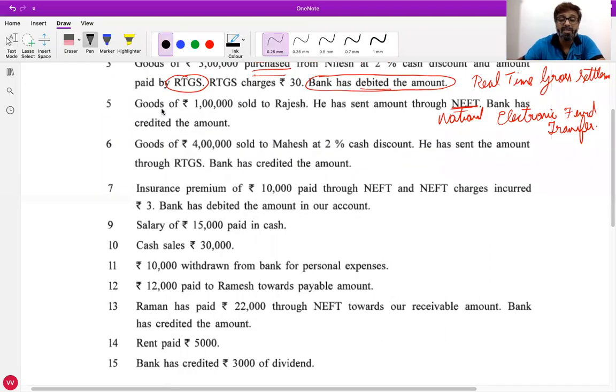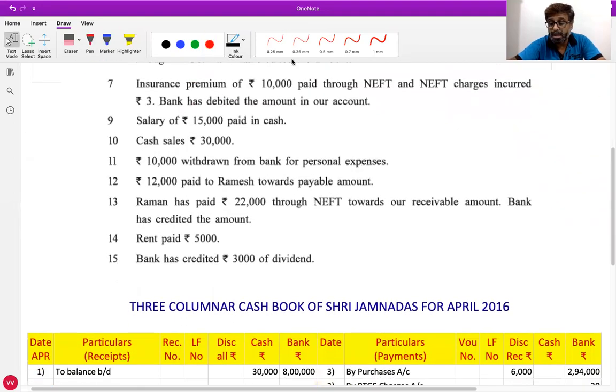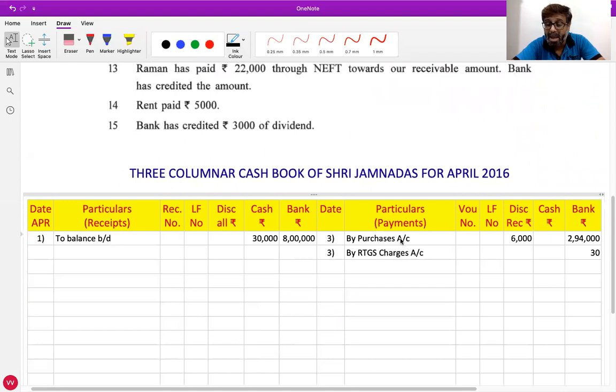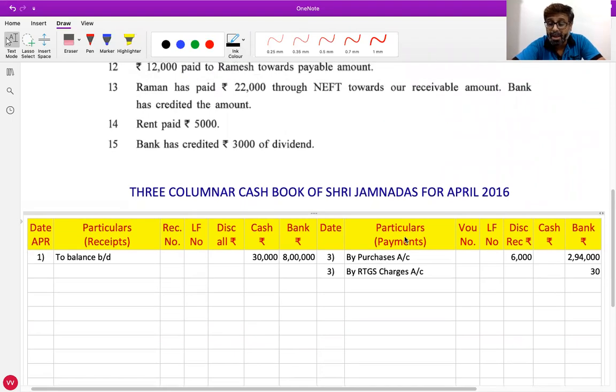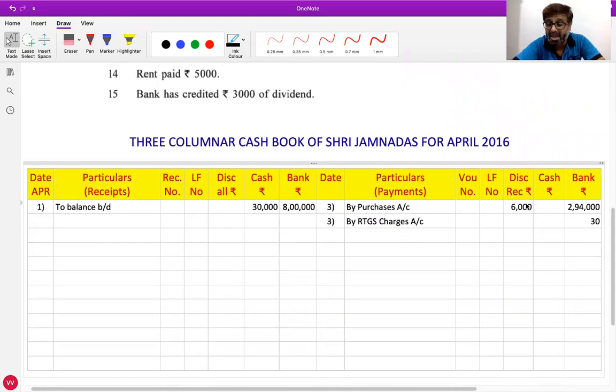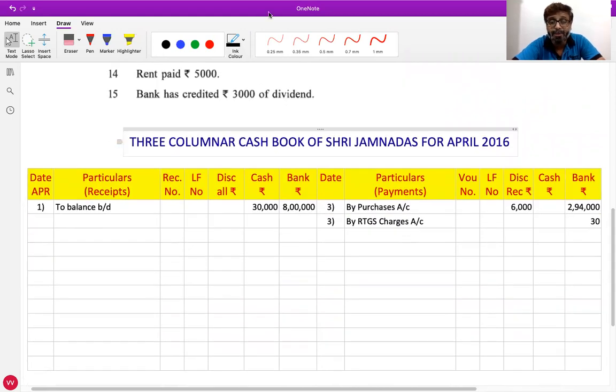Now see the fifth transaction. Anyone still writing it? Shall I proceed? Yes, sir. Sir, 6,000, how did this come in discount, in discount received? Discount received 6,000 we have written by purchase account. Any other doubt? Why will discount received come to 6,000? Is that the doubt? Okay.